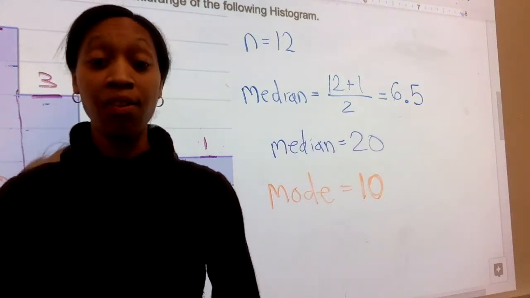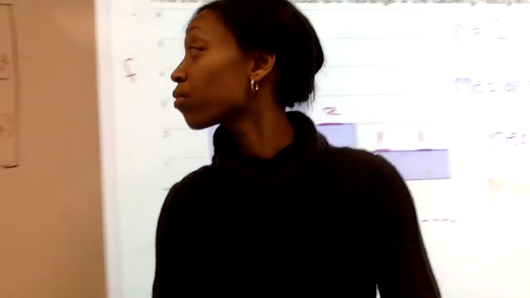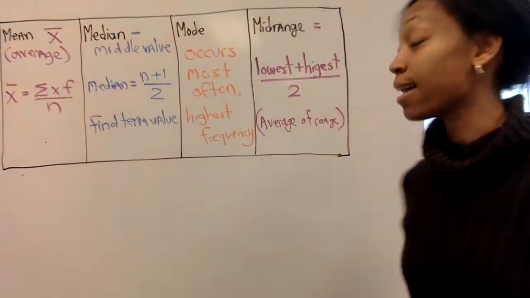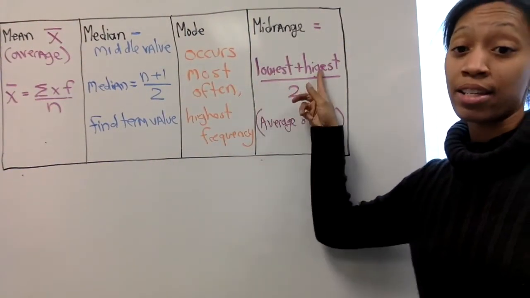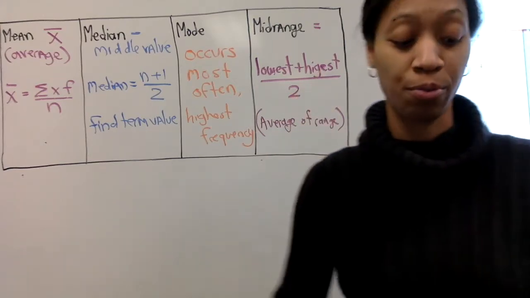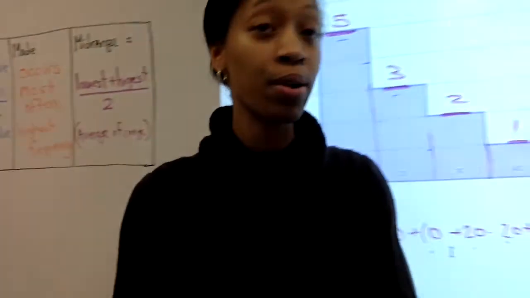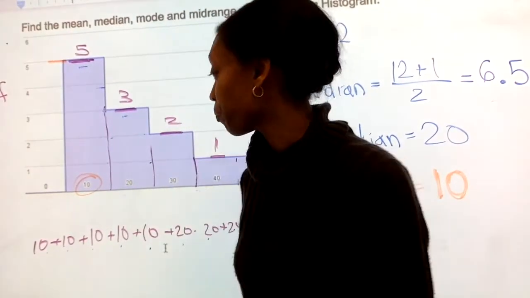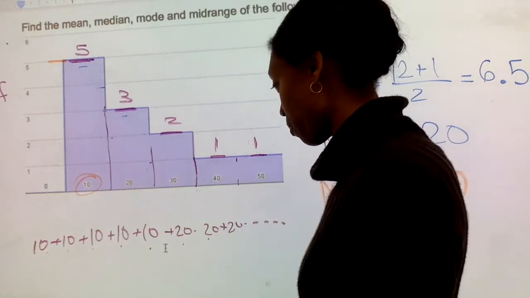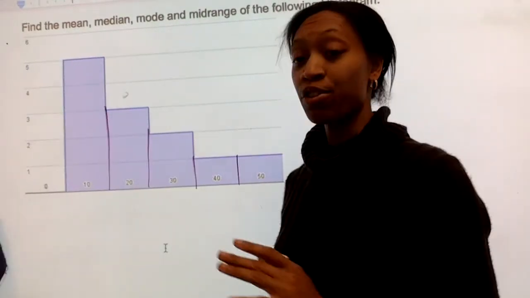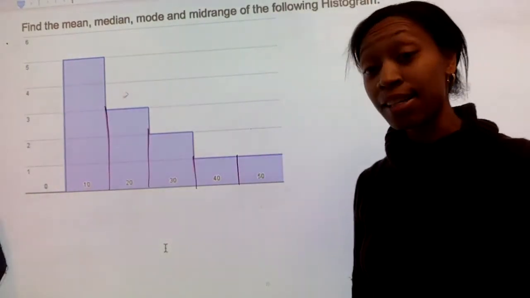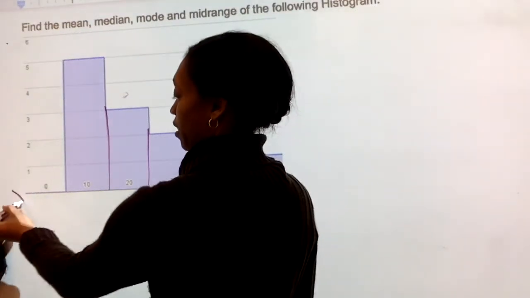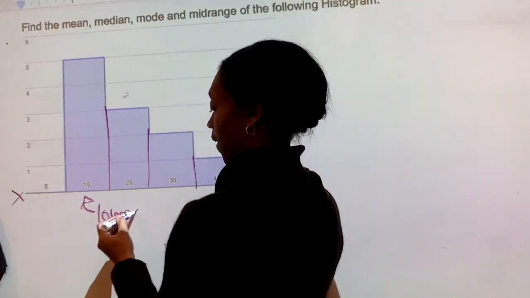Okay, and now let's find the mid-range. To find the mid-range, we're going to add the lowest value and the highest value and divide by 2. When we look at our data, we can see that the lowest value we have is this 10 here. It's important to note I'm talking about the lowest x value, not the one that has the lowest frequency. I'm just looking at my x values, and here's the lowest x.